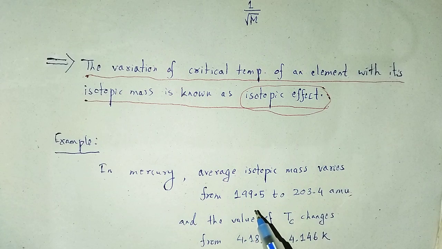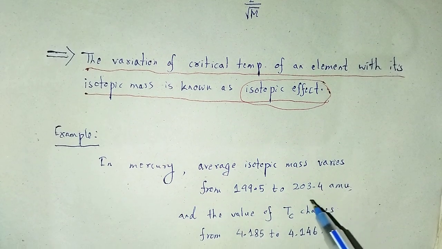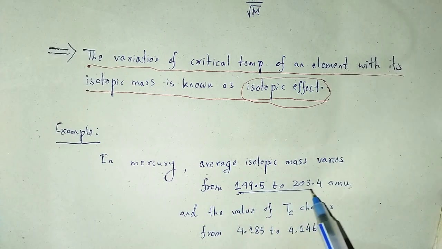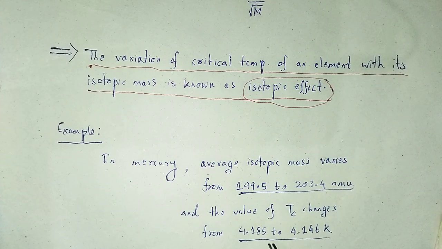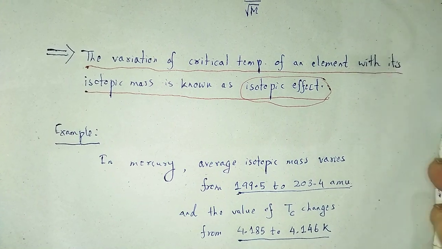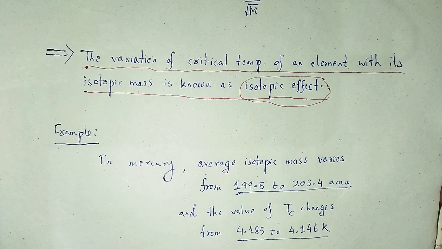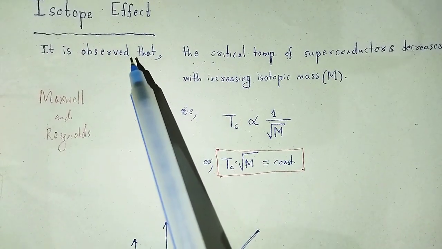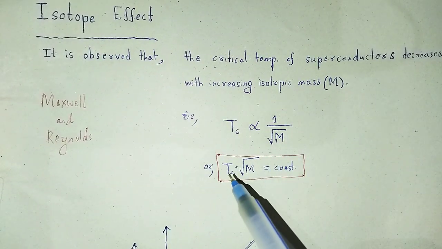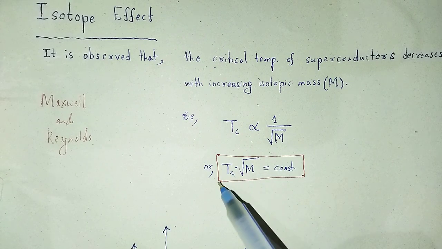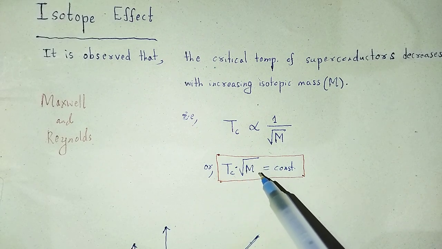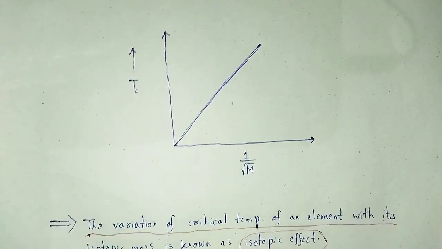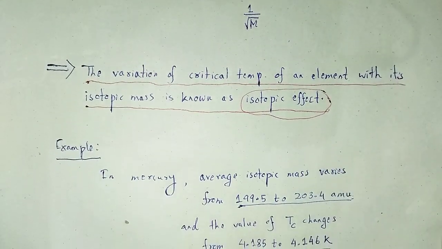The isotopic mass and the critical temperature vary with each other, and that kind of effect is known as the isotopic effect. What is the isotopic effect? The product of the critical temperature and the square root of the atomic mass is a constant. This is the isotopic effect.